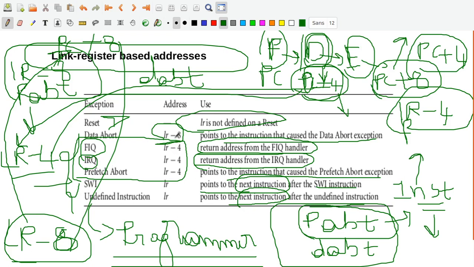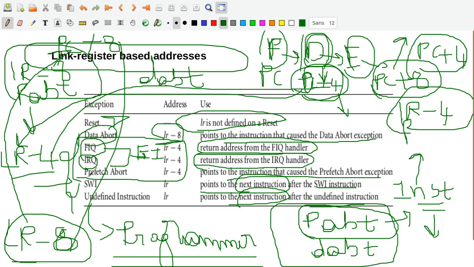FIQ and IRQ are basically priority-wise interrupts. For example, FIQ is a high priority interrupt, and IRQ is a low priority interrupt. These two are the external interrupts. Let me write it here, EI, which means external interrupts.